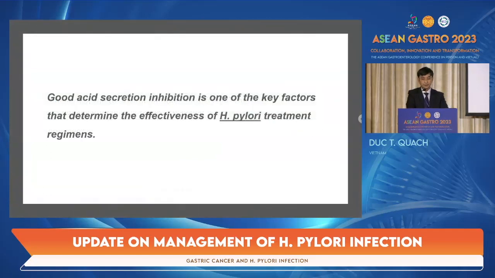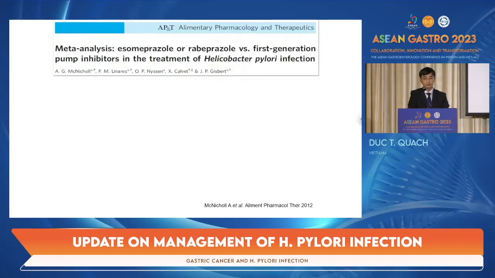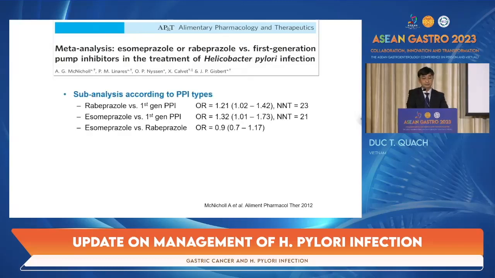And one of the most important key factors that determine the effectiveness of the H. pylori treatment regimen is that we should have good acid secretion inhibition. In the meantime, we have strong evidence to show that not all the PPIs are the same. Esomeprazole and rabeprazole, compared to the previous generation like omeprazole, pantoprazole, or lansoprazole, may have some plus benefit. And this analysis shows that rabeprazole and esomeprazole are superior compared to the first generation.